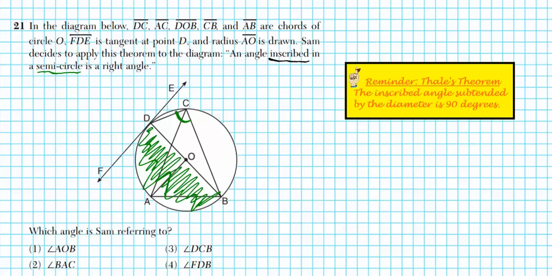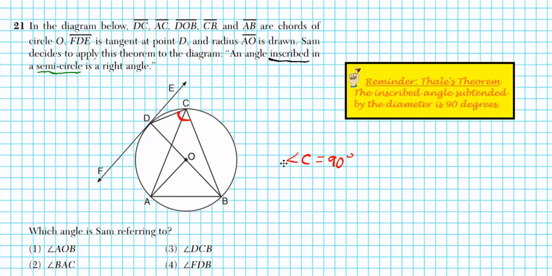Now let's go back and take a look at Thales theorem real quick for confirmation. According to Thales theorem, the inscribed angle that subtends the diameter, so this is the diameter, and this is the inscribed angle right here. Guess what? That angle, angle C, is equal to 90 degrees. So the angle Sam is referring to is this angle right here, because it is an inscribed angle in a semicircle, and is also the angle subtended by the diameter.